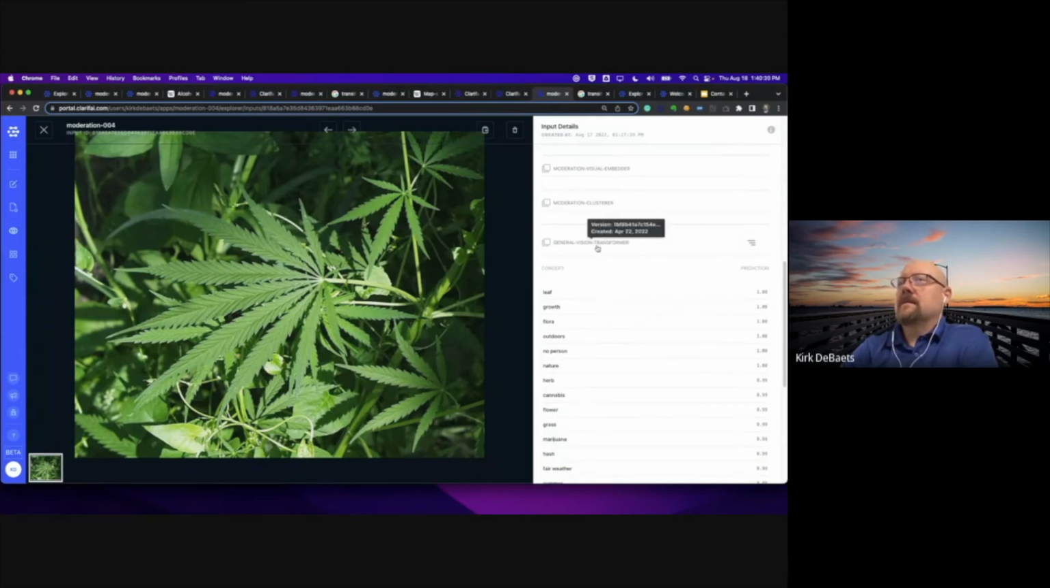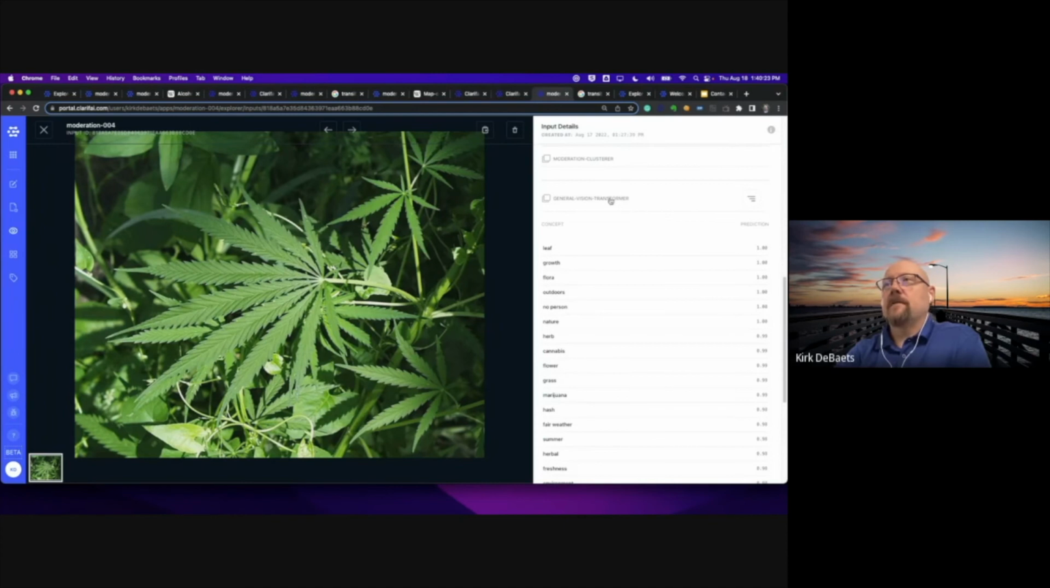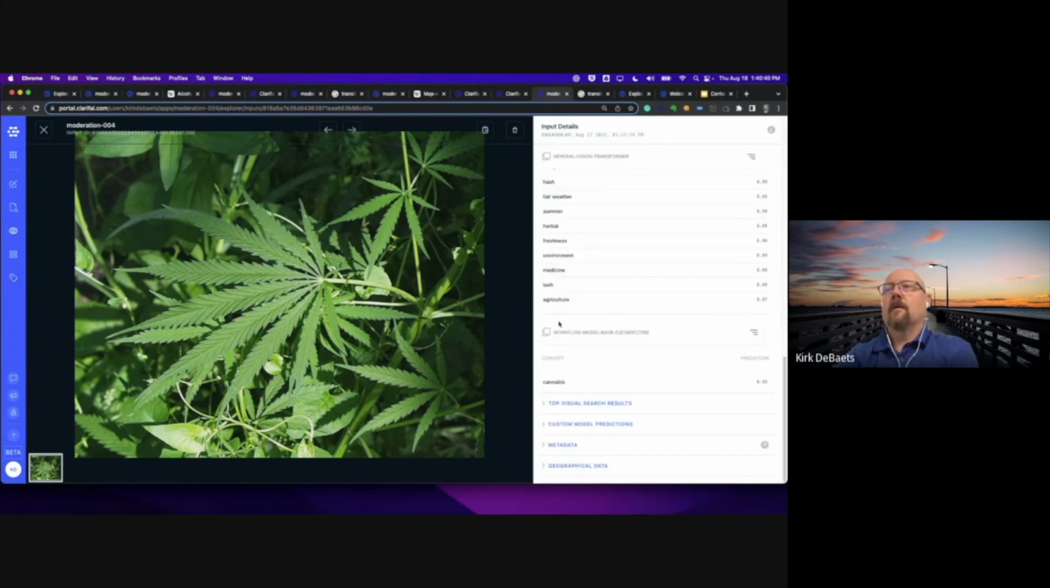And then the next thing that it hits is the general model. This is that general vision transformer. And inside that general model, we've identified, okay, we can tell that this is a leaf. This is definitely flora. It's an outdoor photo. There's no person in the photo. And yes, there is cannabis in here. So, okay, we've seen this cannabis. That means we can throw it down to our concept thresholder. And as that comes out, we now know that this is cannabis and it's over 90%. So that means it's okay for us to present this, in our custom workflow, so that you can see this content on your site if that's appropriate for you.